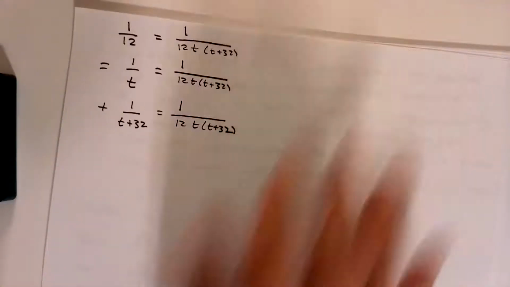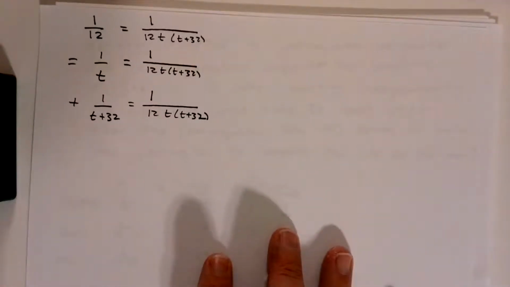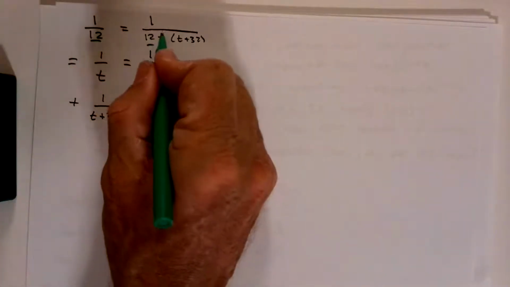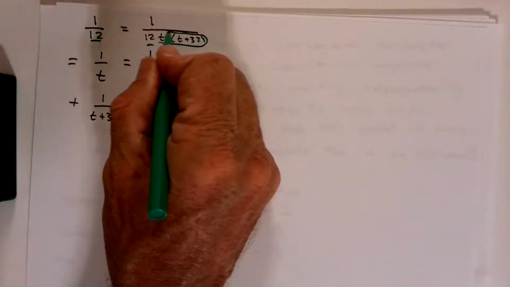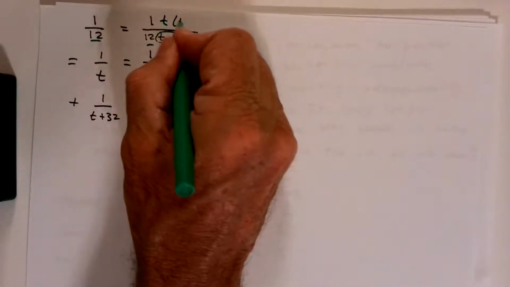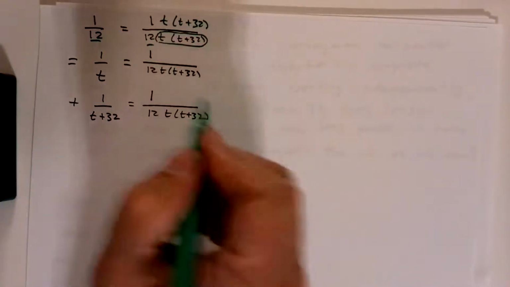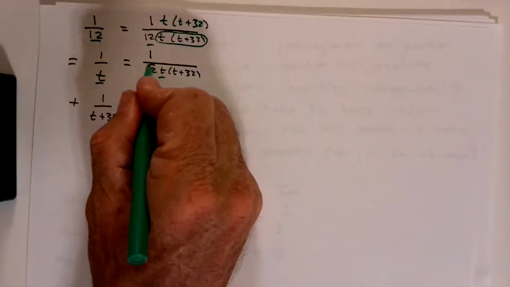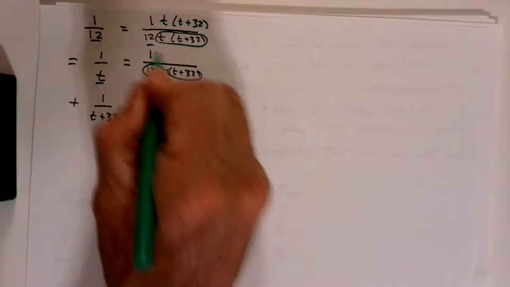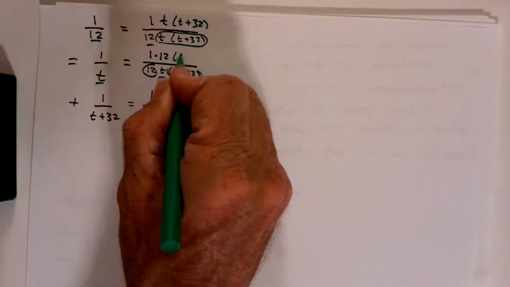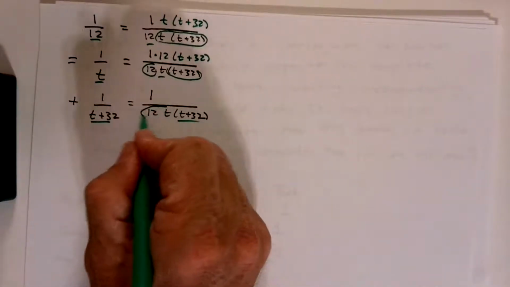Now we need to solve that. So let's go ahead and do that. So we need to look for new kids. 12 was there before. So t is new. T plus 32 is new. So we get t times t plus 32. T was there before, so 12 is new. And t plus 32 is new. So 12 times t plus 32. T plus 32 was there before, so 12t is new. 12t.